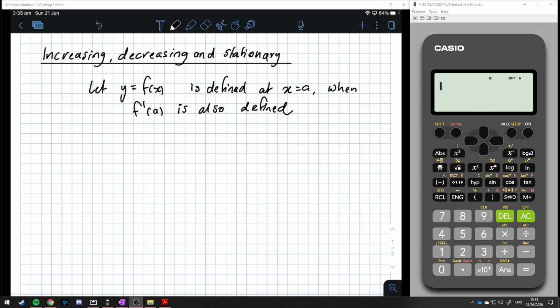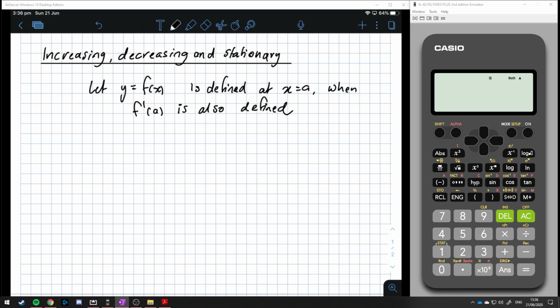All right, increasing, decreasing, and stationary. So let's say that we have a function that's drawn up as a graph, and it's defined at x is equal to a, when f dash of a, so the derivative at that point, is also defined. Then we've got three different definitions that we can talk about when we are referring to the graph, okay?